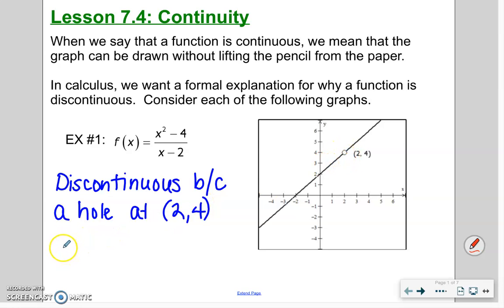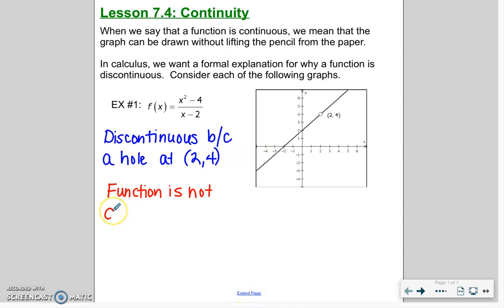Now, the more formal definition for why it's discontinuous is because the function is not defined at this point. So we would say that the function is not defined at, and instead of saying at (2, 4), we're going to say this in a more calculus-y way, and that is to say f(2) = 4. That's another way of saying an ordered pair. So we're going to say the function is not defined at f(2), or maybe not even equal to 4 because it doesn't really equal 4 there. It's just not defined at f(2) when x is 2.